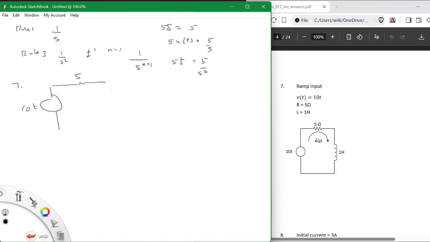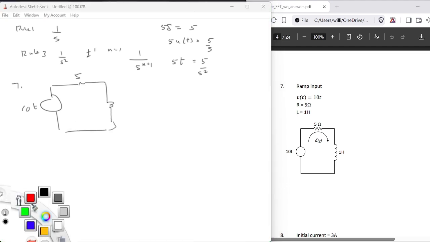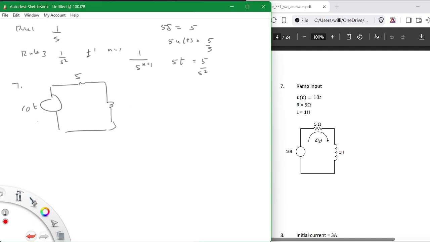10t, 5, and 1. Okay, now I'm going to convert this over to the S domain. What's the conversion of this one? 10 over s squared. What's the conversion of that? 5. What's the conversion of that? Well, I didn't even write it down. It's 1, so it's 1 over s. Okay? Everybody agree with that? Piece of cake, right?